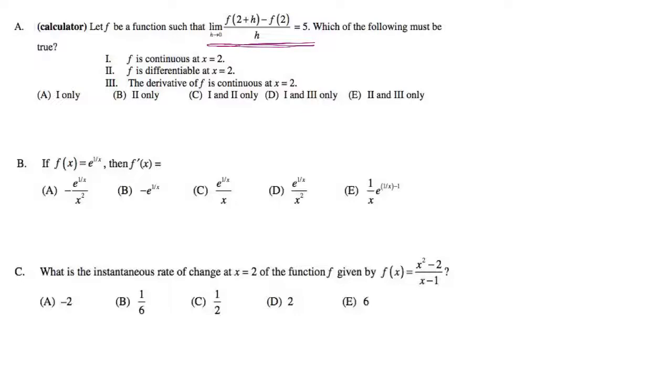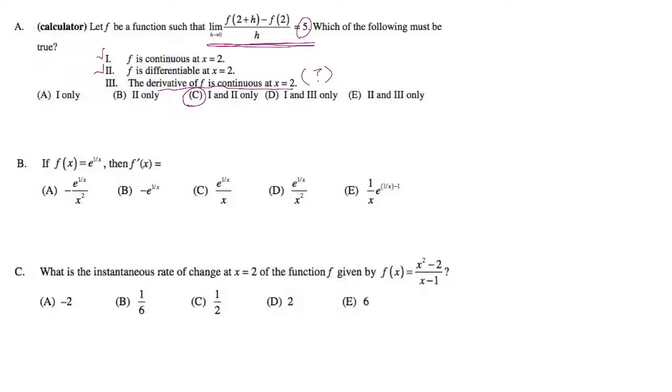Okay, for our next example, we're given that this is the definition of a derivative, and we're saying that this is equal to 5. So we have a for sure derivative value. In order for this to be true, f had to be continuous and f had to be differentiable. Now, is the derivative of f continuous at 2? Who knows? We don't know that. So the only for sure statements we can make are Roman numerals 1 and 2. So we have answer choice C.